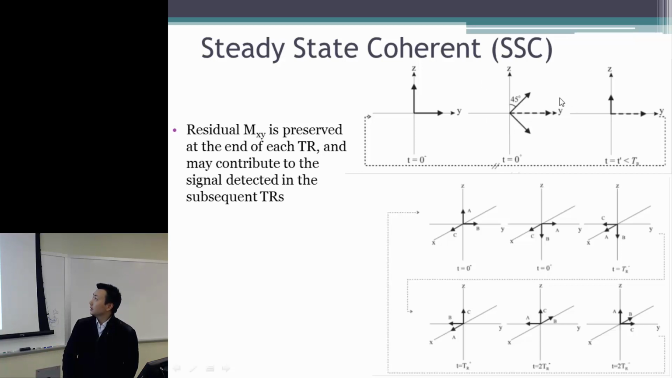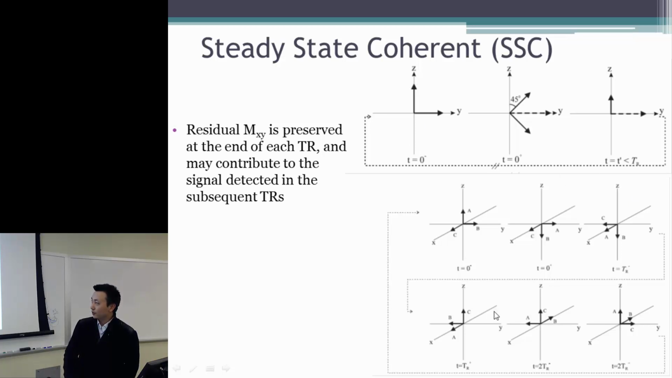So immediately after this RF pulse, we can have magnetization only along the y-axis if the flip angle is 45 degrees, right? But there is zero magnetization on the z-axis because they cancel out, right? And then during the TR, the Z component recovers and the Y component decays. And at the end of TR, it will become the same as its initial state. So this goes back again and again.